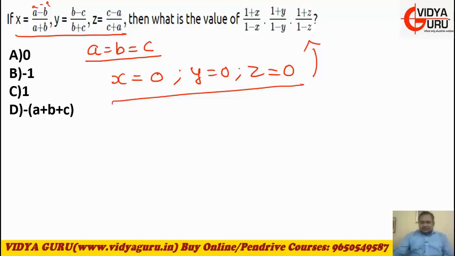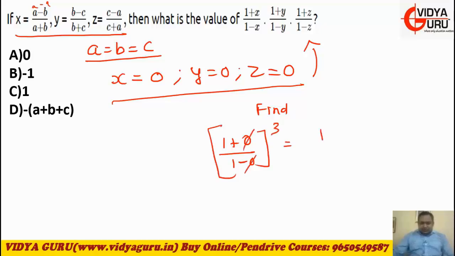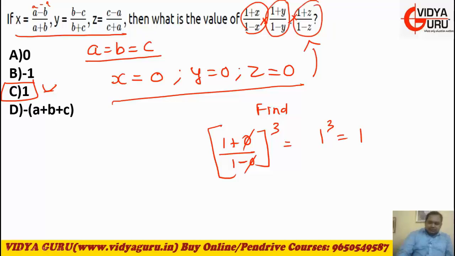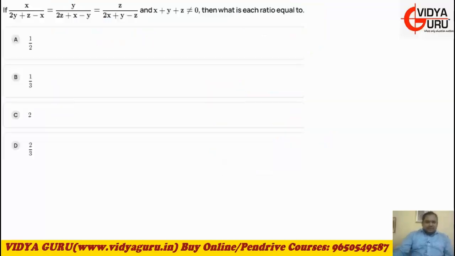So x is equal to 0. So we have to find 1 plus 0 by 1 minus 0 multiplied by itself 3 times. So this cube, this is what we have to find. So 1 cube is equal to 1. Why here cube? Because this is a multiply symbol. Same thing multiplied with itself 3 times. So that's why cube.